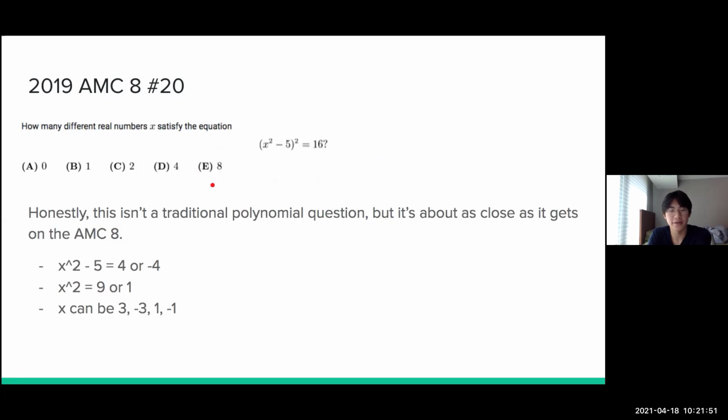Now, if you really wanted to apply your knowledge of polynomials, you could eliminate answer choice E from the very start. This is a 4th degree polynomial since x squared is squared again. A 4th degree polynomial has 4 distinct solutions maximum, so there's no way that the answer could be 8. So our knowledge of polynomials can come in useful even in questions like this.